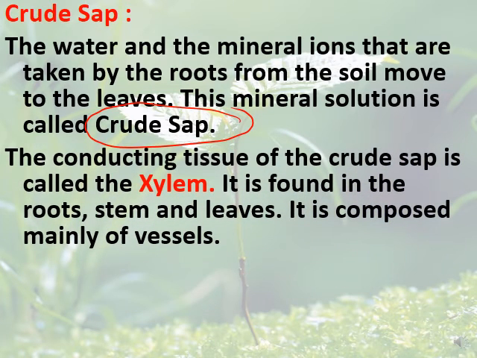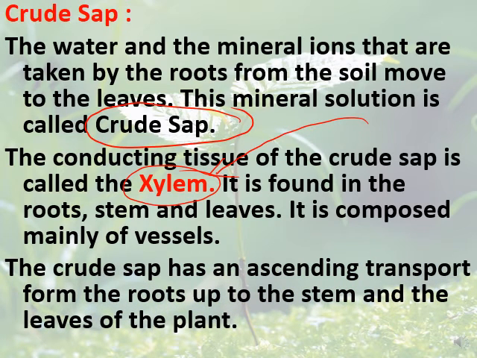The conducting tissue that transports the crude sap is called the xylem. It's found where? In the roots, in the stem, and the leaves. And sure, it's composed of many vessels. So the crude sap is transported from the roots up to the stem and then to the leaves with the help of a special conducting tissue called the xylem.